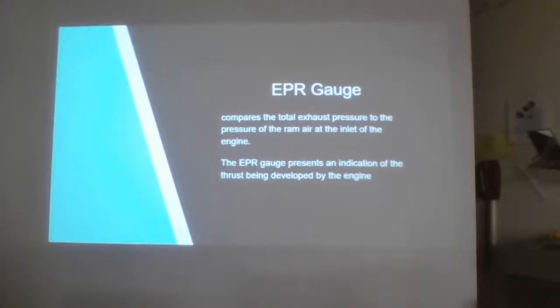The EPR gauge compares the total exhaust pressure to the pressure of the ram air at the inlet of the engine. The EPR gauge presents an indication of the thrust being developed by the engine. So this gives us a look at the condition of the engine, especially in turbine engines, based on what the thrust is looking like. And that gauge system compares the exhaust pressure to the inlet pressure.